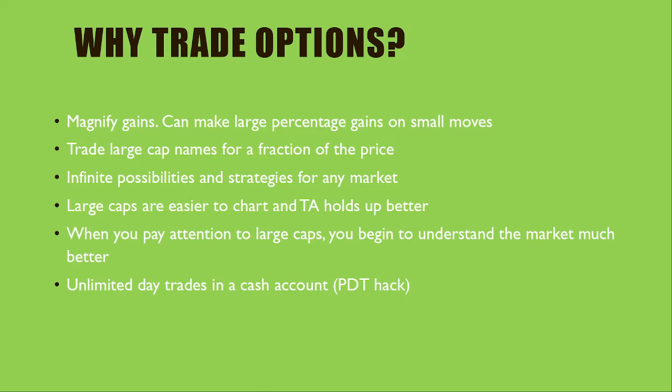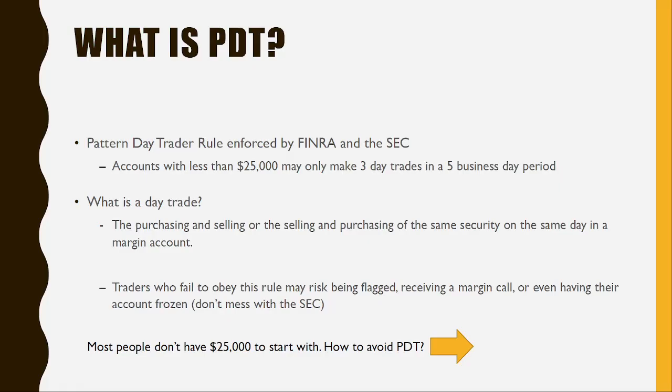And you get unlimited day trades in a cash account. This is a PDT hack. Now, if you don't know what PDT is, it's the pattern day trader rule enforced by FINRA and the SEC. Accounts with less than $25,000 may only make 3 day trades in a 5 business day period. What is a day trade? The purchasing and selling, or the selling and purchasing, of the same security on the same day in a margin account. So if you buy 1 share of Apple and you sell it the same day, that is considered a day trade.